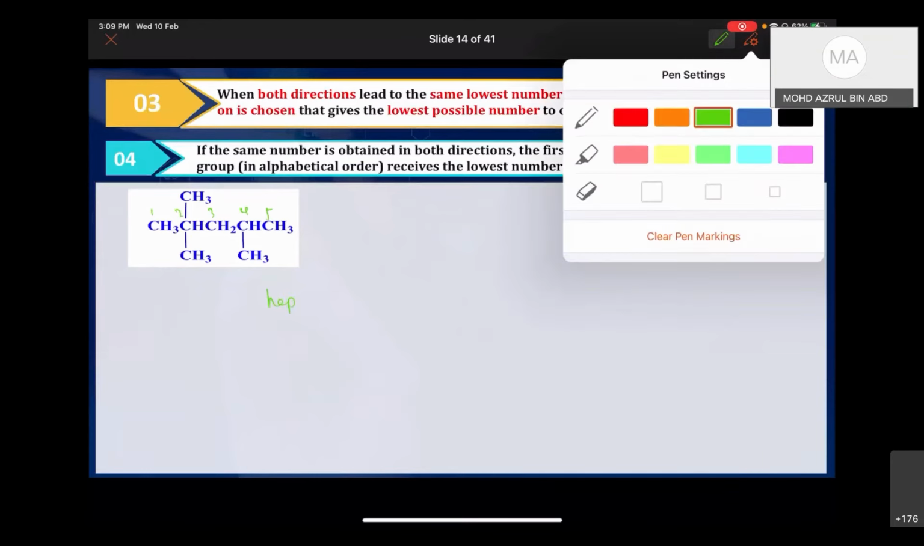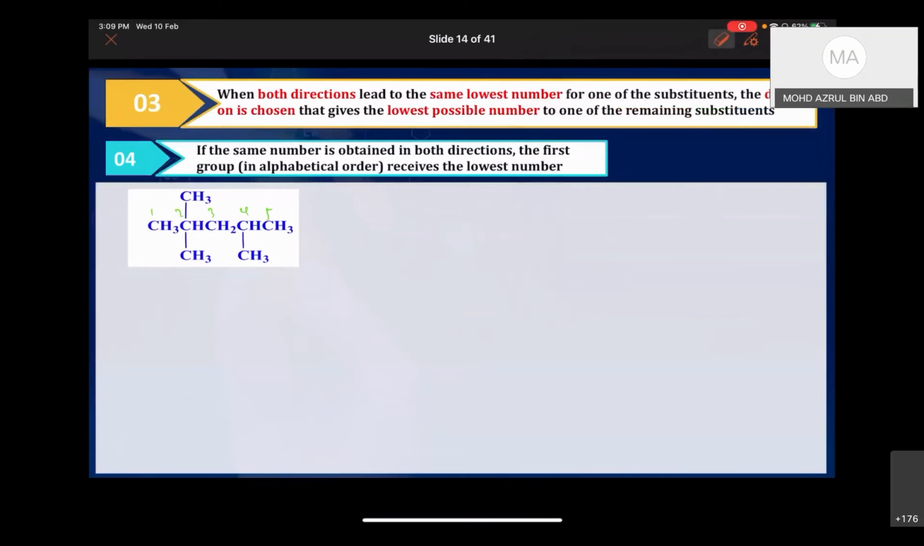Alright, this one. First of all, as usual, you need to find the longest chain of carbon. So the longest chain for this carbon is 1, 2, 3, 4, 5. So which means we can name it as pentane. And then how about the substituent? If I try the direction from the right side, 1, 2, 3, 4, 5.